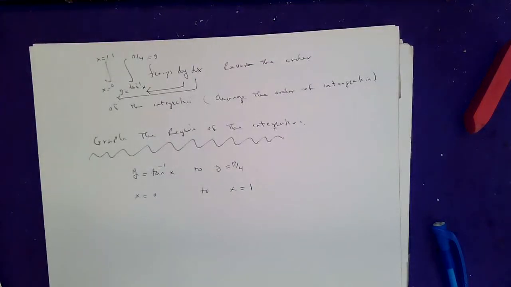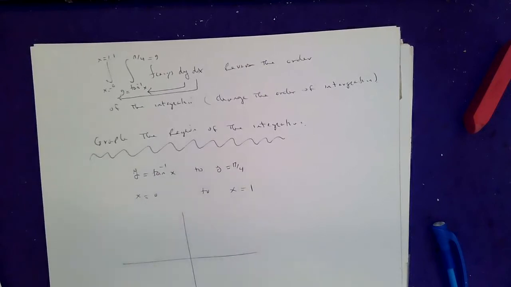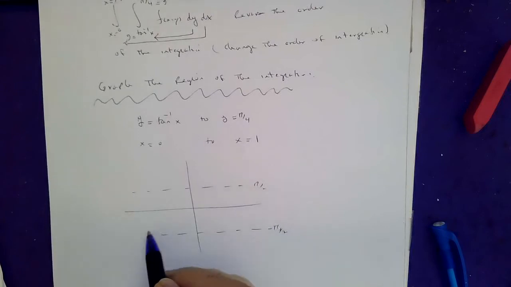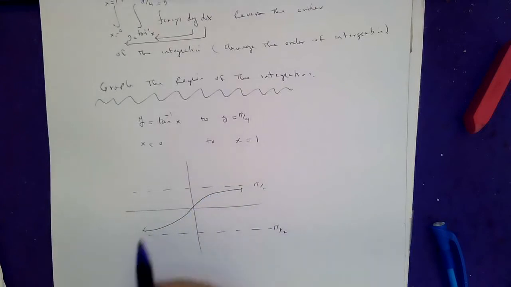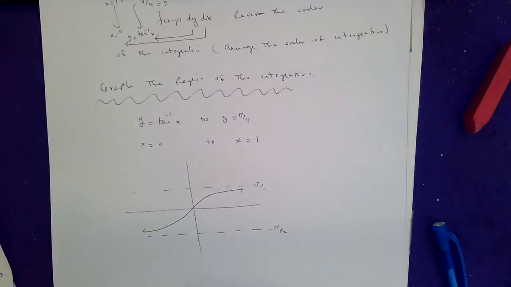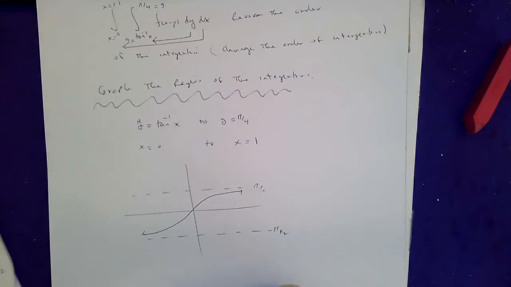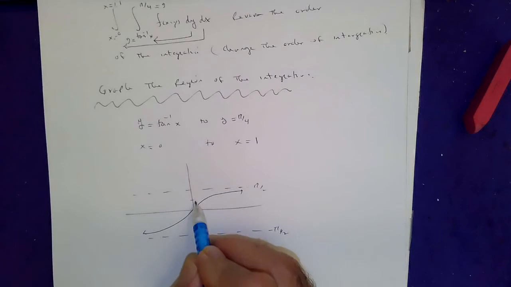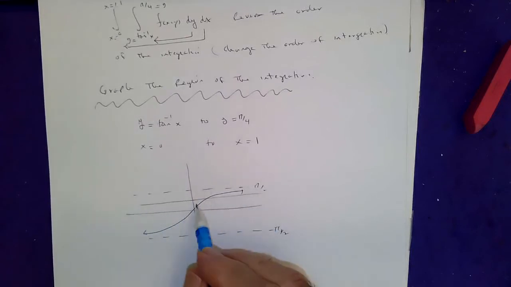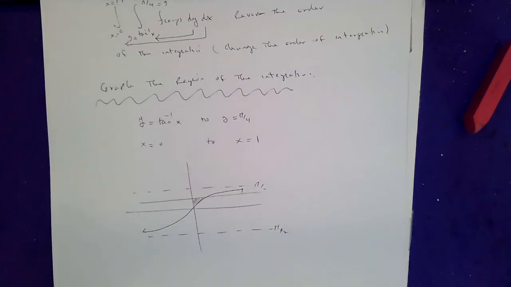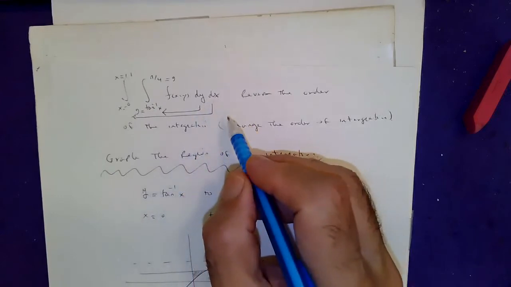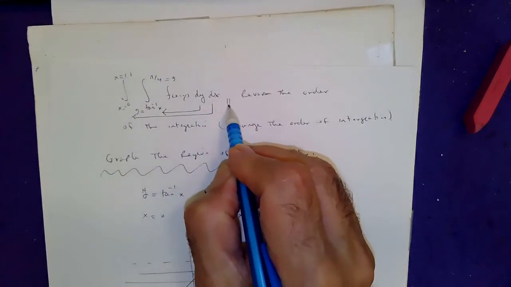So how does this look? Well, tan inverse of x looks like this. If this is pi over 2, this is negative pi over 2. Here is how tan inverse looks. Do you see it? And y goes up to pi over 4, so that would be halfway here. So it looks to me we're talking about this region right there. Because I had dy dx, they must have taken the element vertically.